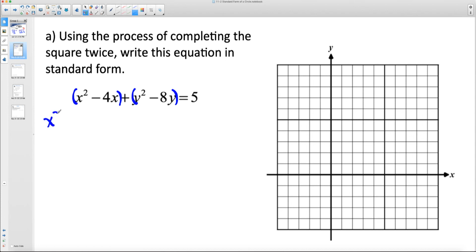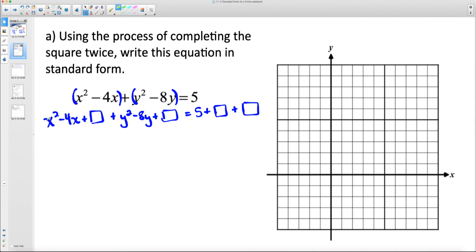We have x squared minus 4x, and we're going to want to add something, then plus y squared minus 8y, and again we're going to want to add something, equals 5 plus the number we add to the x's plus the number we add to the y's. So we're really doing 2 completing the squares: one for our x's, and one for our y's. So we want to ask ourselves, what is that number that we need to add to make it that perfect square trinomial?